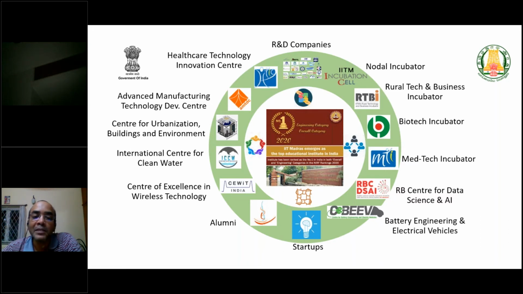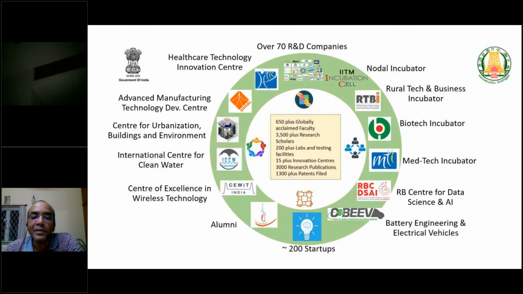And that award came just about a week or so ago. That I'm not added here, but that's again something for us to know. And that is all made possible by this 600 plus globally acclaimed faculty members, research scholars, the labs, the facilities, the innovation centers, the publications, and the patents that they've worked on. So together, all this makes up what you would term as a place where you would like innovation to happen, and that's been the reason, I should say, for the success of this innovation ecosystem.